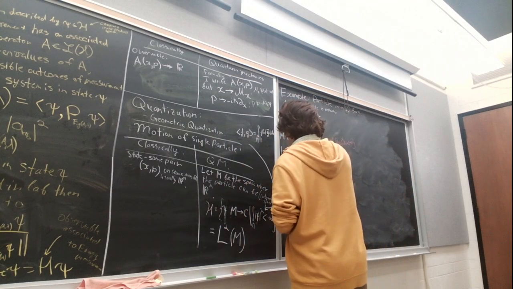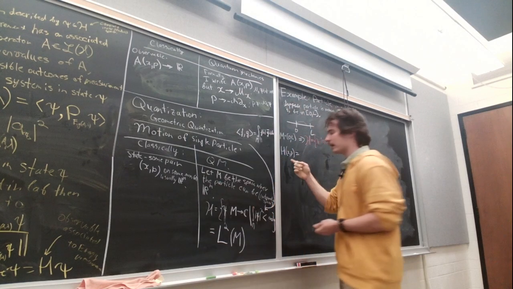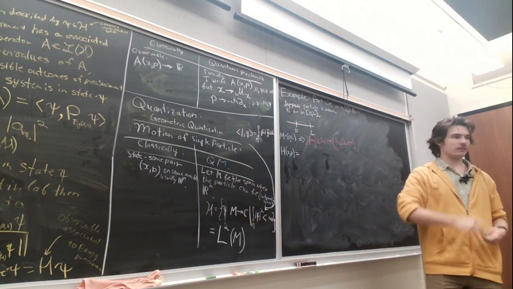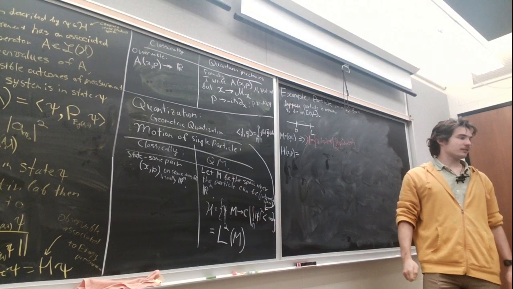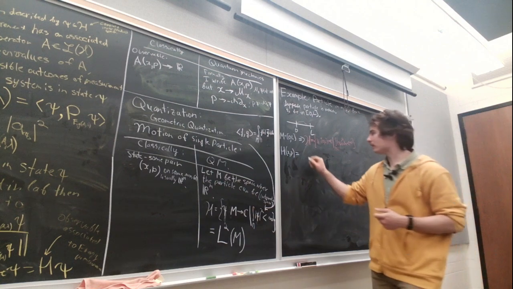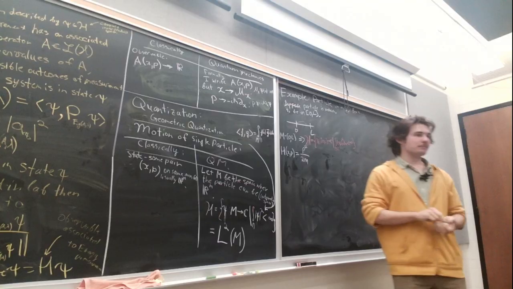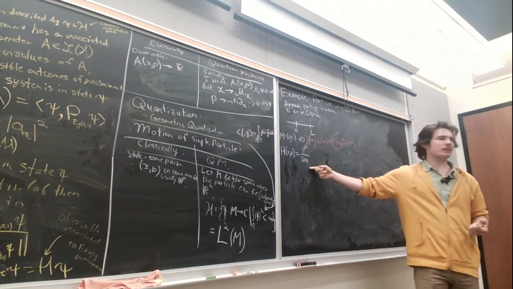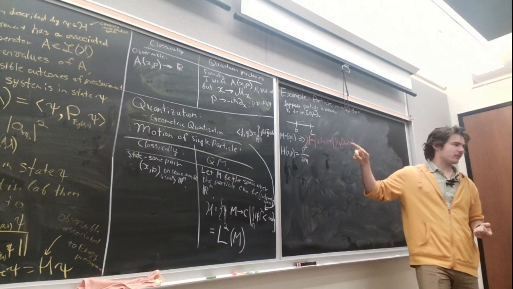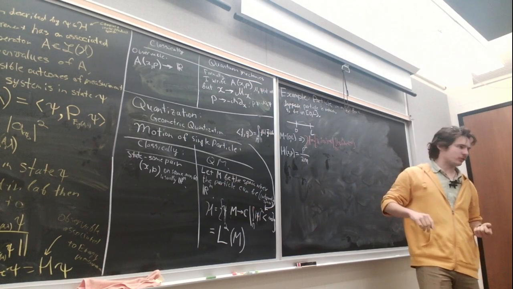Do people know what the energy classically is for a free particle? What is the energy of a free particle? P squared over 2m, right? That's right. Do you agree? You can think of it as 1/2 mv squared, but then p is mv, and so you rewrite it as p squared over 2m.